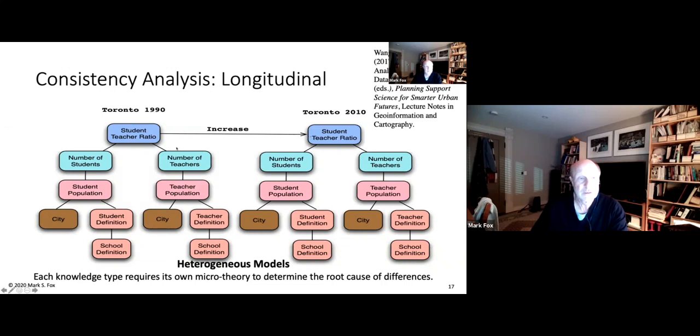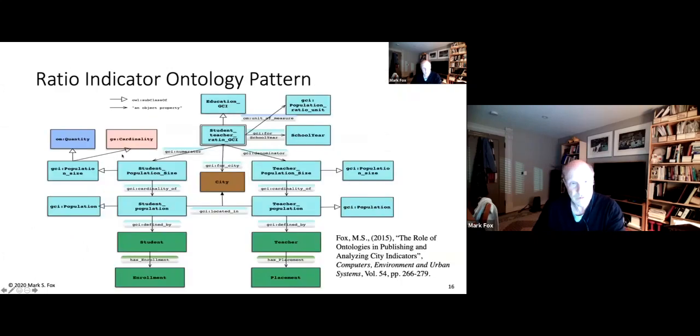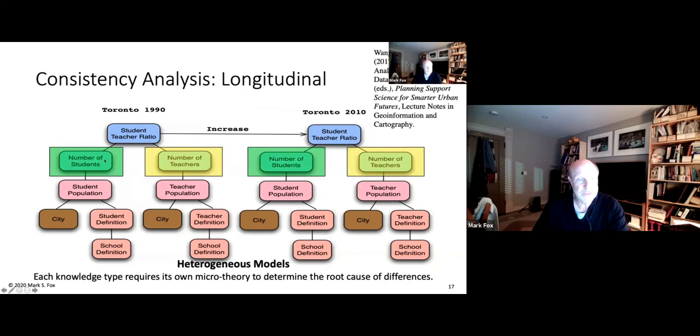Okay? On the other hand, if we know the number of students, we know the numerator and denominator of each of these indicators, then the only thing we really know is either the number of students went up or down from 1990 to 2010, the number of teachers went up or down or stayed the same from 1990 to 2010, but it doesn't give us any insight whatsoever into why the student-teacher ratio changed, other than the numerator and denominator may have changed in some direction. But it doesn't give us any insight as to why.